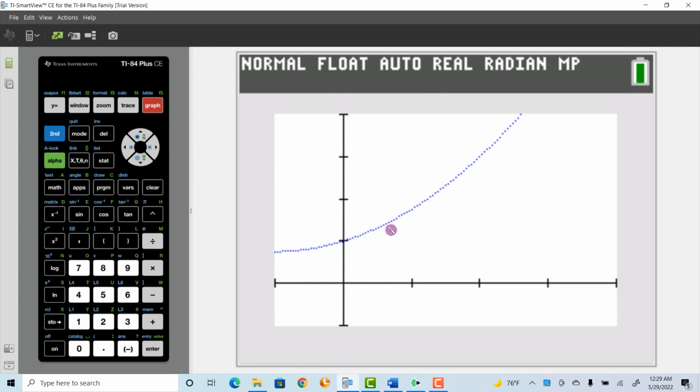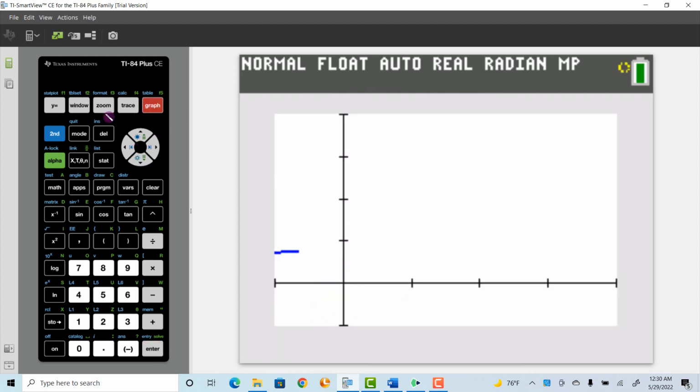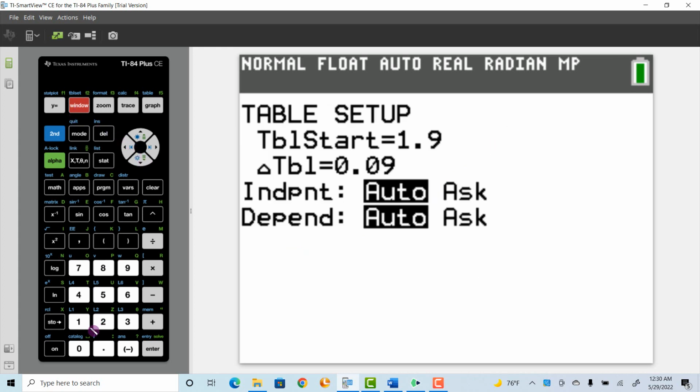There we go. Okay. So the way the graphing calculator works is it plots points and then it connects those points. So you can't tell that it's undefined at x equals 2. The only way you can tell that is by looking at the table of values.